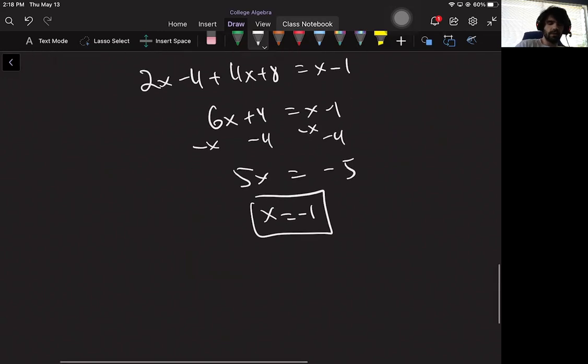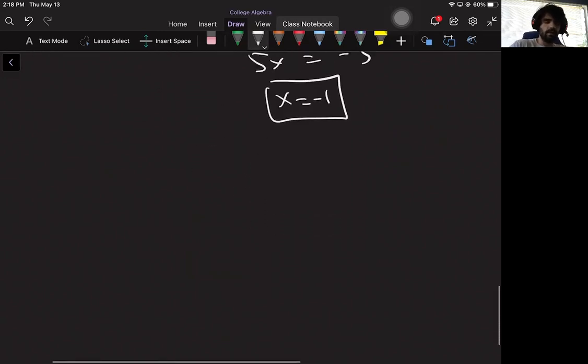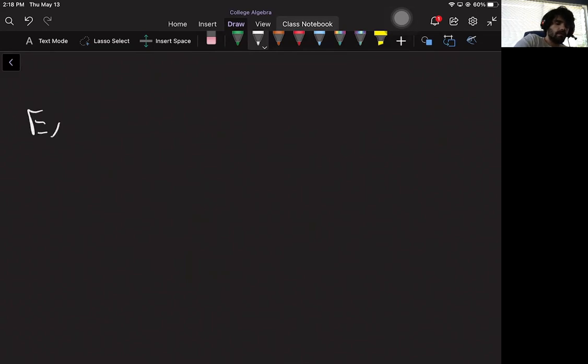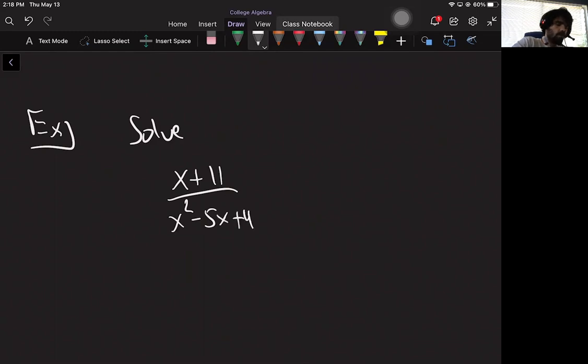So in this next one, we'll see that the only solution is the bad x value, and so that just means that there is no solution. So that's what's going to happen this time. But same idea. x squared minus 5x plus 4. Sorry, 3 over x minus 1.